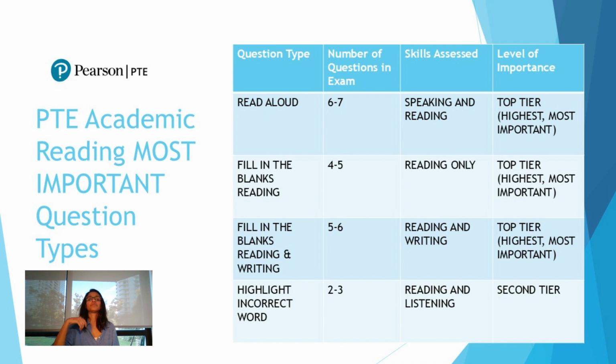How many times will you encounter these question types? Read aloud, you might have to do a read aloud paragraph up to 7 times. Fill in the blanks reading up to 5 times. Fill in the blanks reading and writing, that's the one with the drop down list, whereas the fill in the blanks reading only is a drag and drop. And highlight incorrect word, you have to do it up to 3 times.